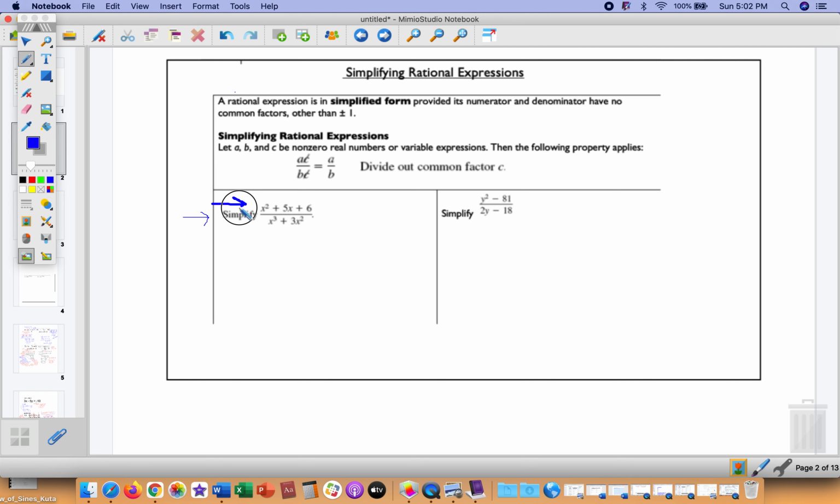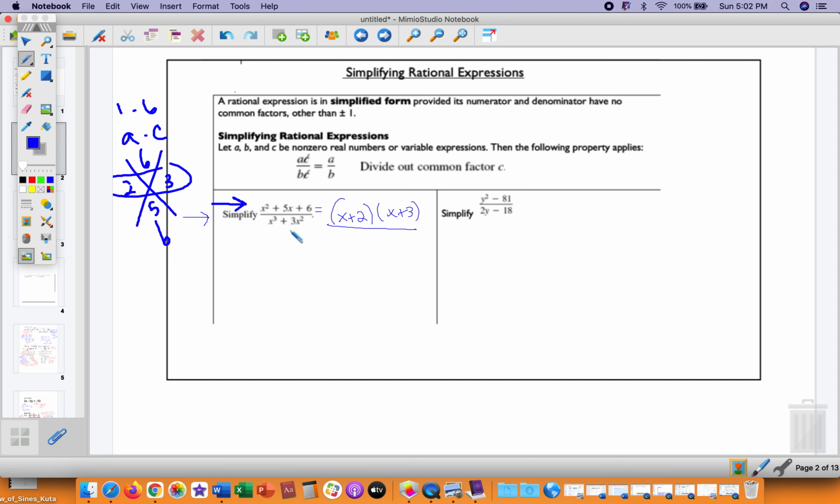So if you look at this problem, in the numerator you have x squared plus 5x plus 6. Is there a combination that multiplies to AC, which is 1 times 6, or 6, that adds to B, 5? Yeah, 2 and 3. So you want to factor. Up top, we're going to write x plus 2 times x plus 3.